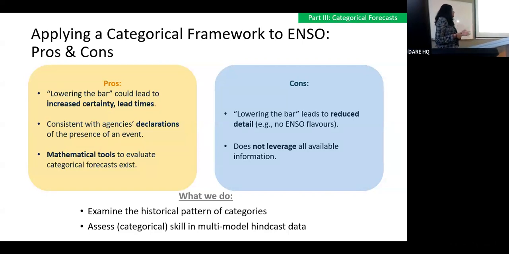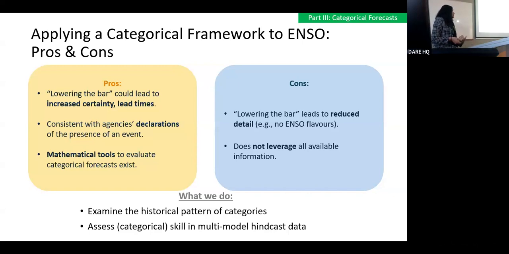However, there are some advantages. And that is that by lowering the bar, you could increase the level of confidence you have in the forecast that you communicate to stakeholders. It's consistent with the way that agencies around the world really talk about El Nino and La Niña events. They announce now it is an El Nino, or now the El Nino has ended, rather than going into all the details of the trajectory. So it is consistent with the way it's communicated to the public.